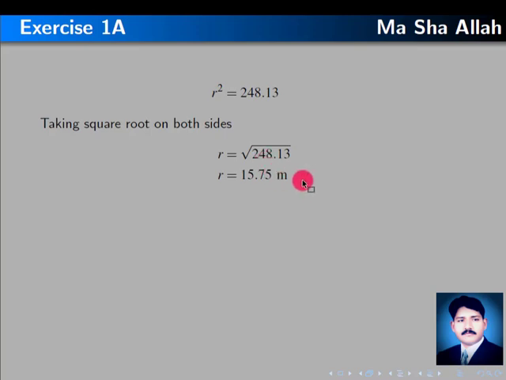Hence the radius of the circle is equal to 15.75 meter, and we have to find the diameter of the circle. We know that the diameter of the circle is equal to double the radius, which is 2r, 2 multiplied by the value of the radius 15.75, which is equal to 31.5 meter, which is the answer of this problem.